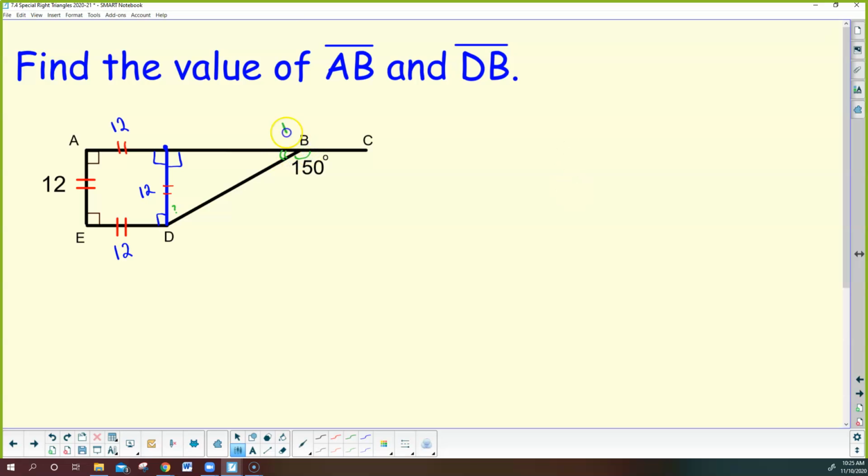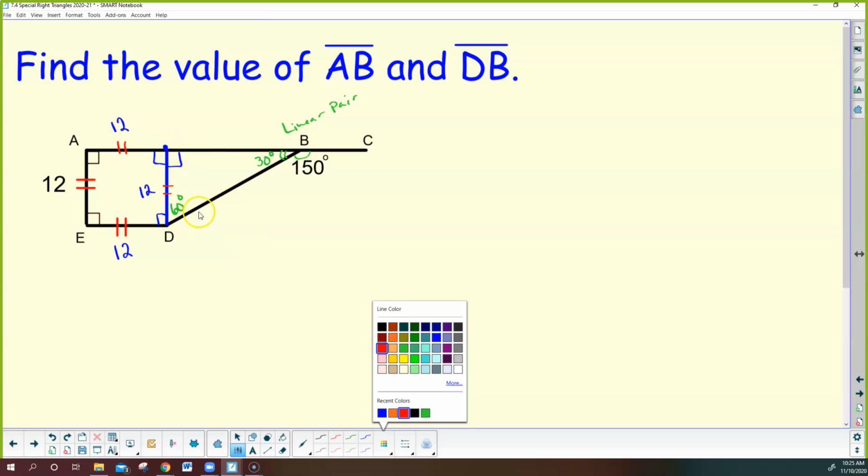Doesn't that form a linear pair? We haven't used this one in a long time. Linear pairs are supplementary. So if this is 150 and it makes up a straight line, the only possible angle measure for this one is 30 degrees. Well, wait a minute. If this triangle has a 90 and a 30, now I know what this angle right here is. It's 60. So I had to do a little bit of creative work and use linear pairs to figure out that I actually have a 30, 60, 90 triangle hidden within this picture.